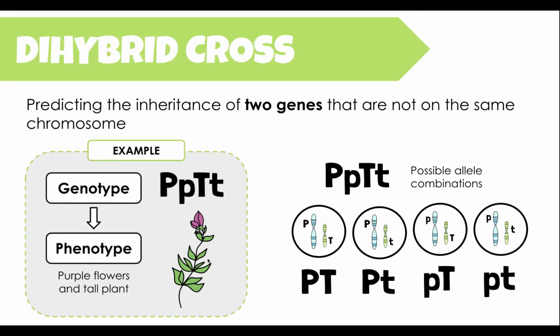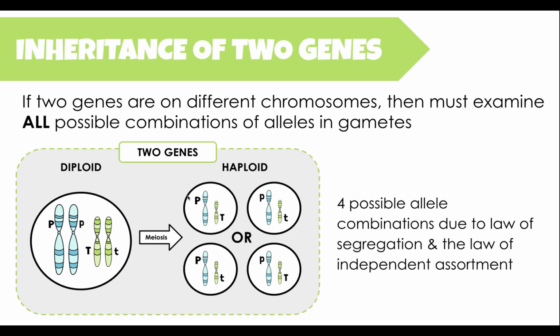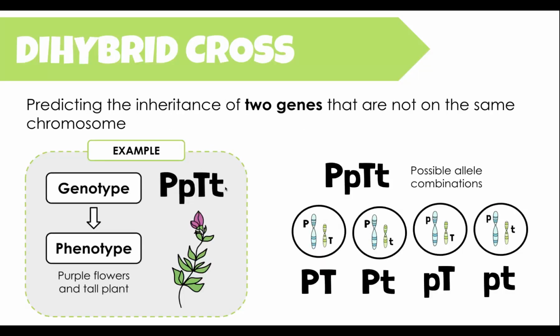Again, if we're looking at one of Mendel's pea plants, the genotype, because we're looking at two genes, is now going to be represented by 4 letters. The first 2 letters represent the first gene, which is flower color. So this individual is big P, little p for its genotype. The second gene is big T, little t. So again, the whole genotype is now 4 letters. And the phenotype here is that we have purple flowers and the plant is tall. So we have 2 phenotypes to represent.